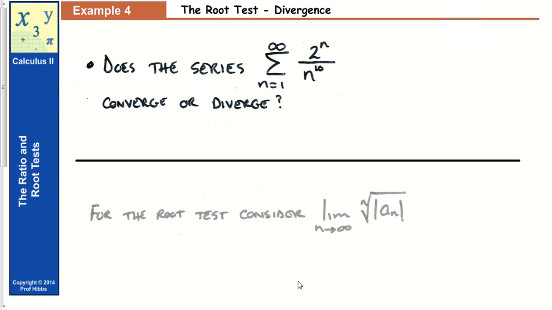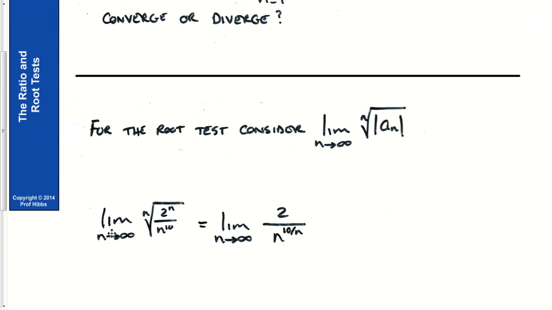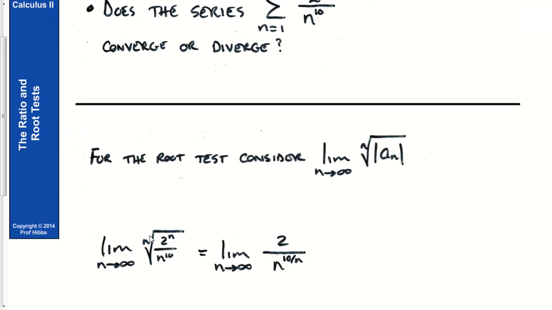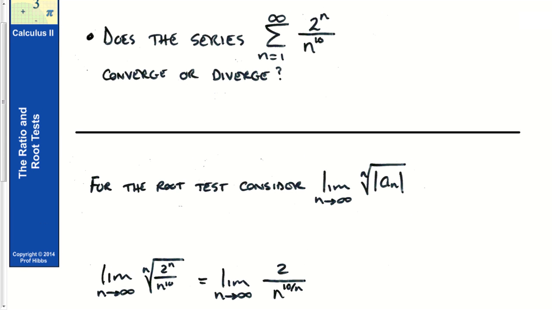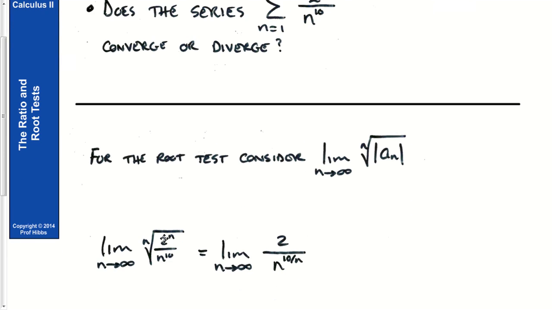So as we already know, to use the root test, we've got to consider the limit of the nth root of the absolute value of the terms. And so in this particular case, that looks like this. The limit of the nth root of the term 2 to the n over n to the power 10. And of course, those are all positive, and so the absolute value, once again, is not a big deal here. Now, the nth root of 2 to the power n is just 2.